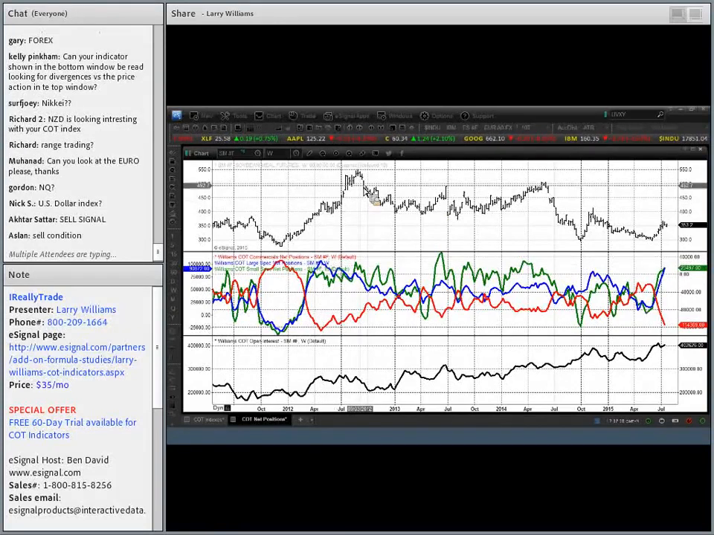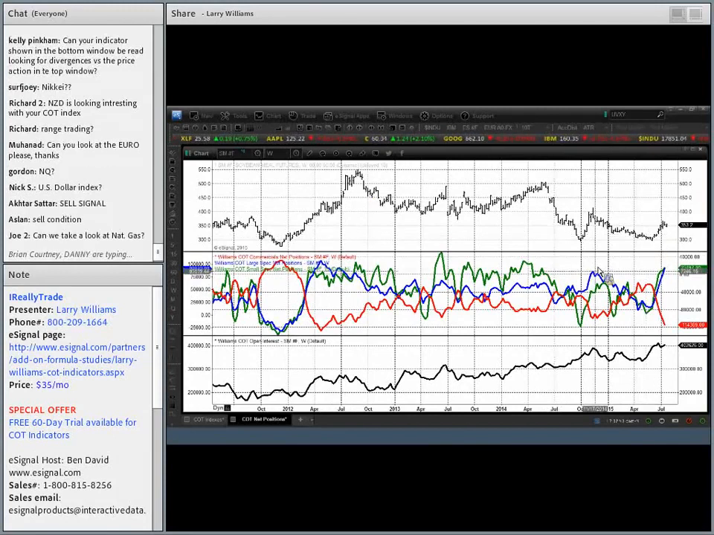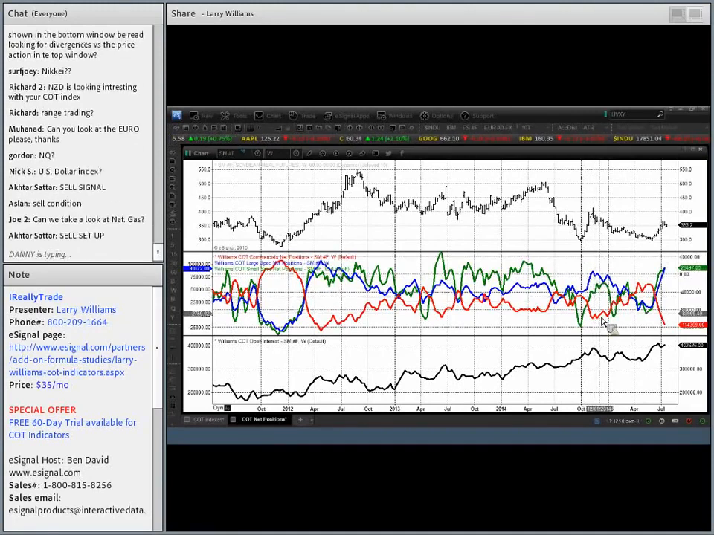Here we're in a downtrend, aren't we? We've been in a downtrend. In fact, the last time we saw that was right here. Large traders were buying it, small specs were buying it, not the commercials, and a high level of open interest.